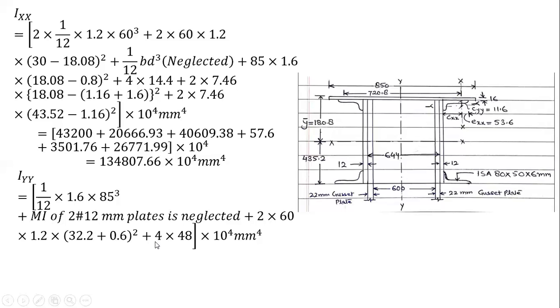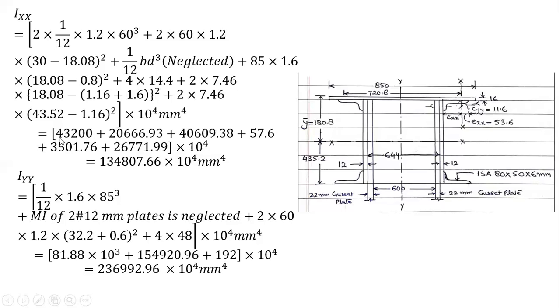Plus this is the moment of inertia of the angle about the y axis. So this comes out to be this much. We'll see that the moment of inertia about the x-axis is less as compared to the moment of inertia about the y-axis. So this is my weaker axis. So I have to calculate L by R corresponding to this value.